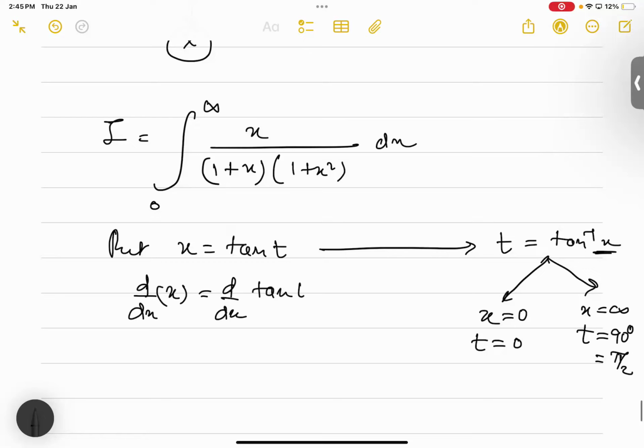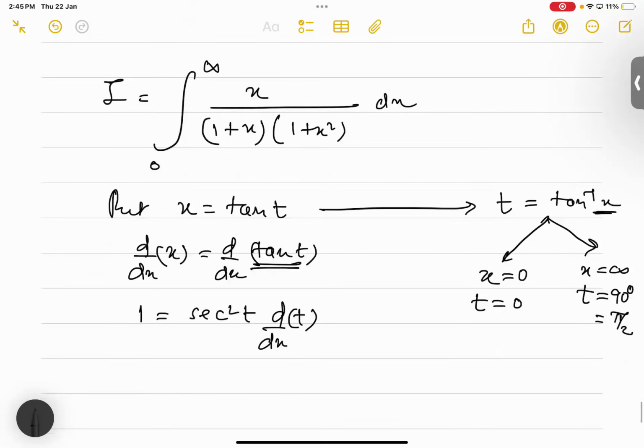d by dx of tan t. What is the derivative of tan t? Sec square t, d by dx of t. Chain rule will come because we are differentiating t with respect to x. So chain rule will also come. Fine. So dx is equal to sec square t dt.